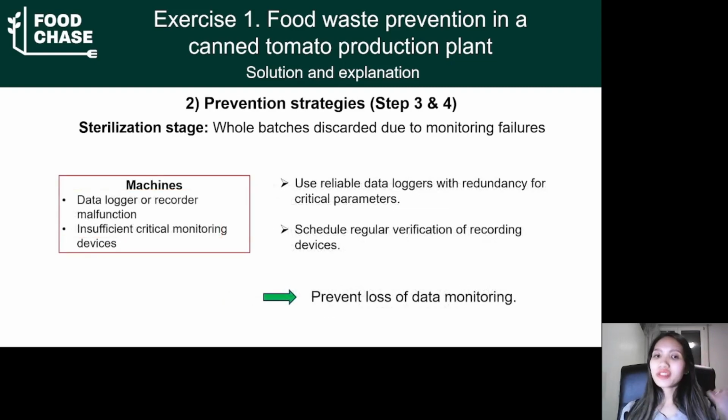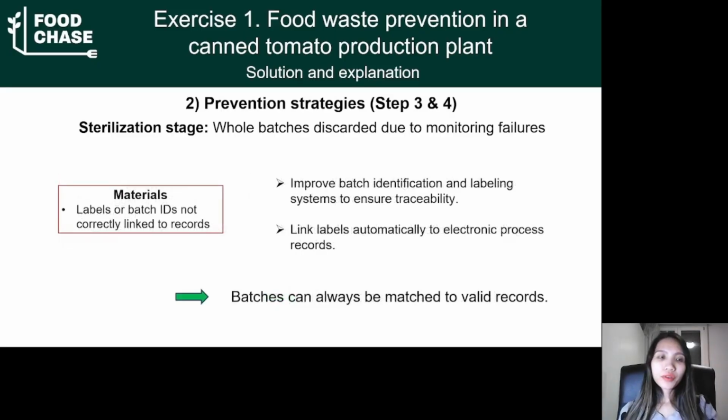For the machine category, we can use a reliable data logger with redundancy for critical parameters and schedule regular verification for recording devices. With this solution, we prevent the loss of monitoring data. For the material problem, we can improve the batch identification and labeling system to ensure traceability and link labels automatically to the electronic process record. With this solution, batches can always be matched to valid records.